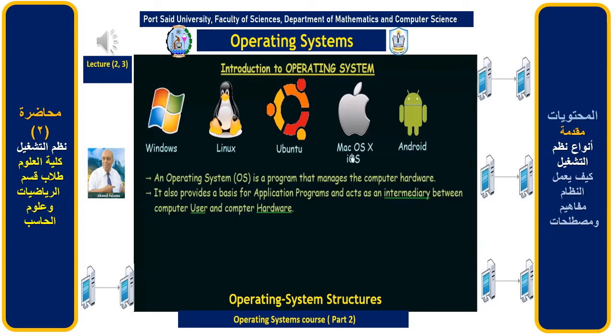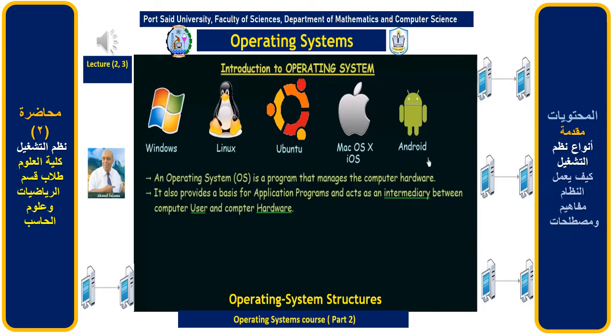Then we have Mac OS, which is the operating system from Apple. In their laptops or MacBooks, they use Mac OS X. In the iPhones we find the iOS operating system. And then we have the very famous Android, which you must be having in your phones. Android is one of the famous operating systems used for mobile devices.